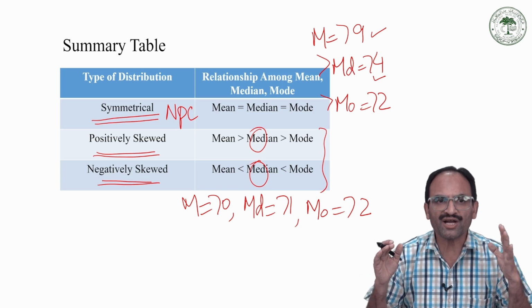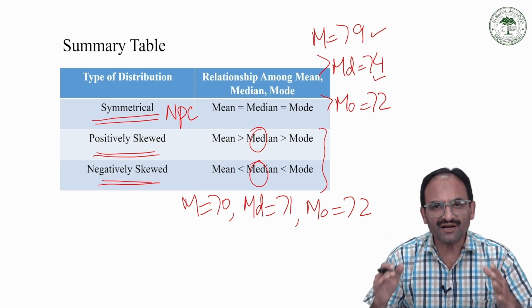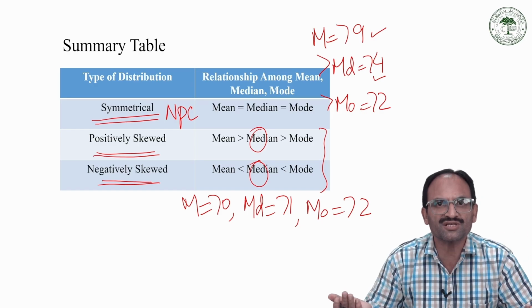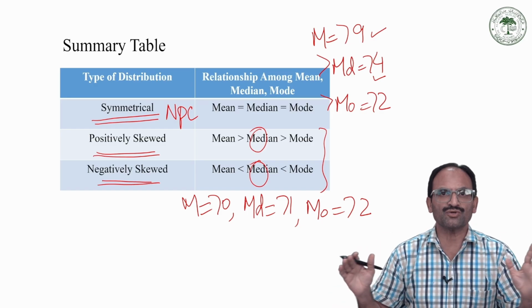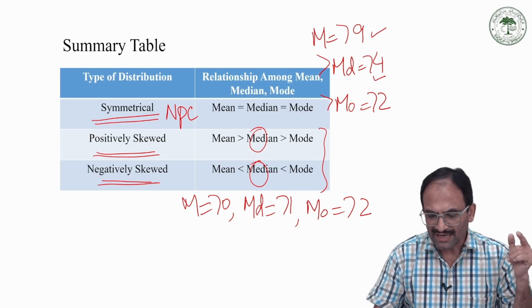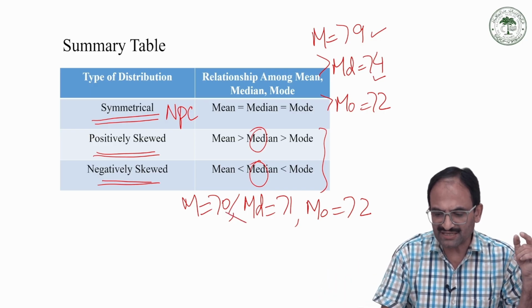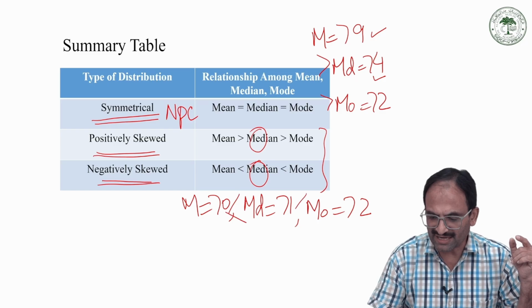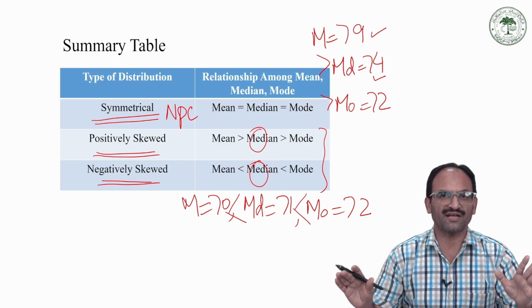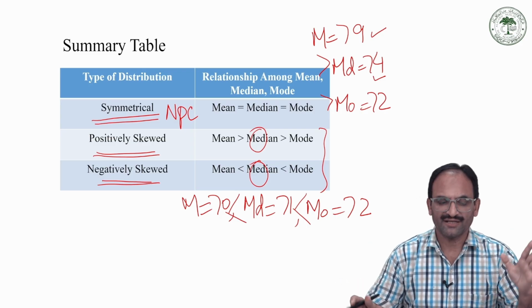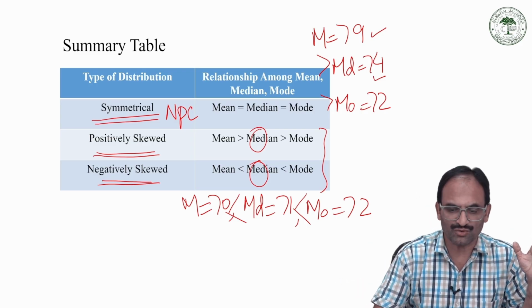Now you are required to judge whether this is a positively skewed distribution or negatively skewed distribution. Very easily you can take a decision. See, in this case, mean is less than median and median is less than mode. So definitely you can take a decision and you can say that this is a negatively skewed distribution.